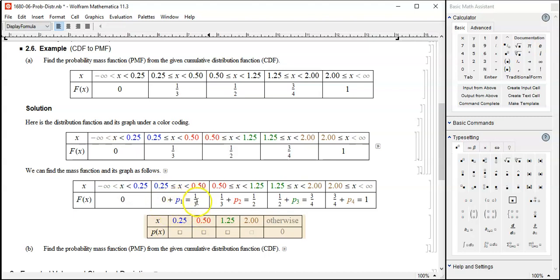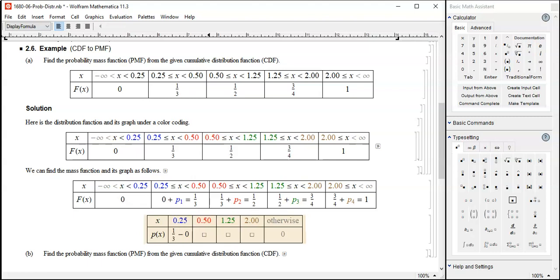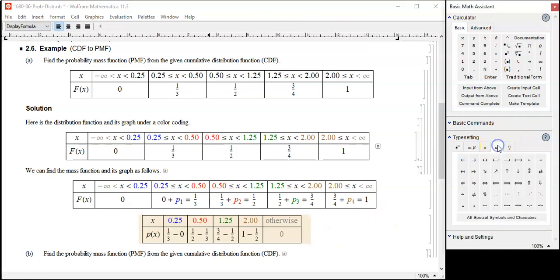So I had to add something to get 1/3, so the backward operation will be subtraction. I had to add something to get 1/2, so the inverse operation will be subtraction. I had to add something to get 3/4, so we go backward. And then finally, we subtract. And then what are these numbers? What are these probabilities? What are those probability masses?